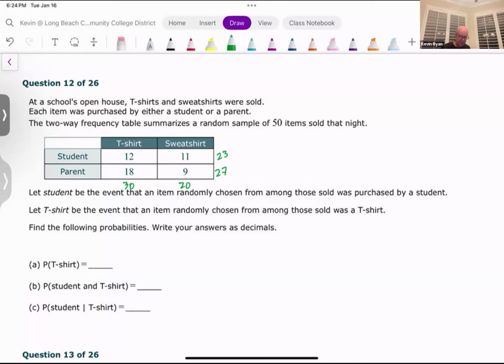All right, so we have part A. And I'm going to write part A up here. Probability that a random shirt is drawn and they want them as decimals, it's a t-shirt. All right, so out of the 50, how many of them were t-shirts total? That's going to be 30. But a 60% chance of randomly selecting a t-shirt.